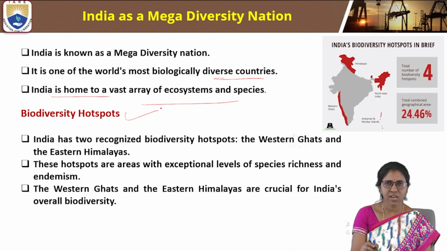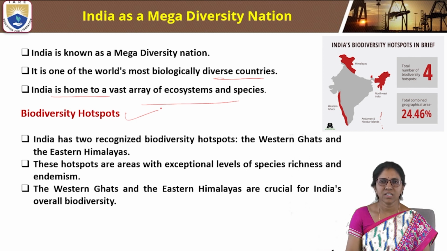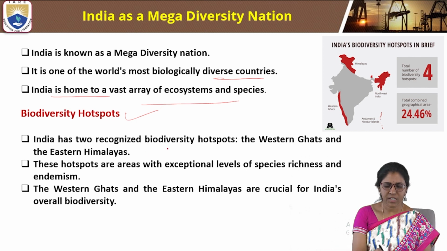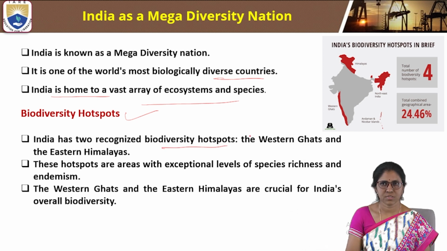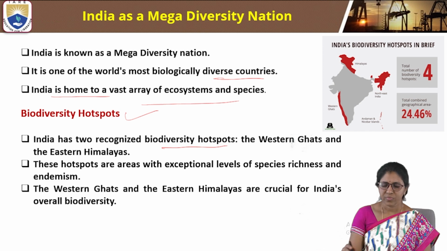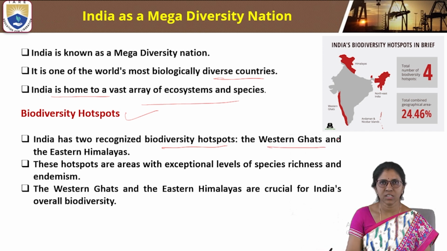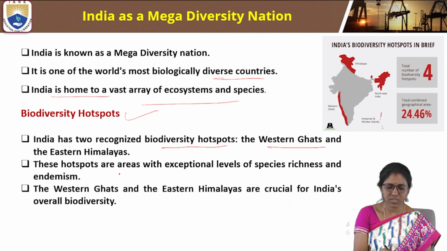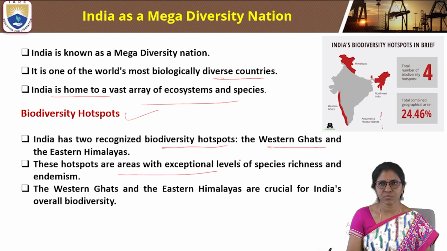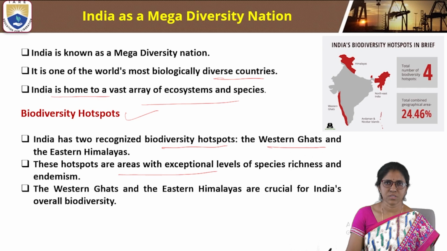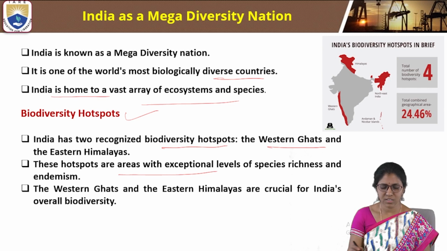Now, the biodiversity hotspots of India. India has two recognized biodiversity hotspots, the Western Ghats and the Eastern Himalayas. These hotspots are areas with exceptional levels of species richness and endemism.